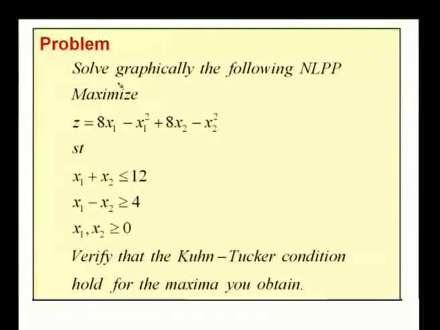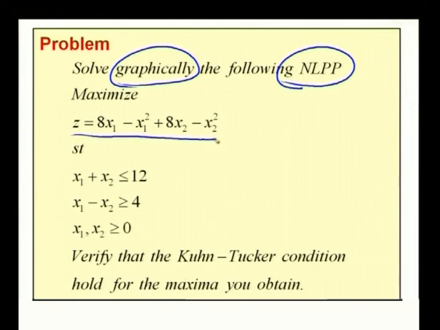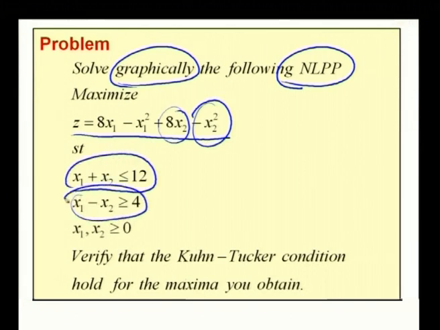Now, consider the problem. Solve graphically the following nonlinear programming problem, which maximizes z equal to 8x1 minus x1 squared plus 8x2 minus x2 squared, subject to the constraints x1 plus x2 less than or equal to 12 and x1 minus x2 greater than or equal to 4, where x1 and x2 are greater than or equal to 0. Verify the above by the Kuhn-Tucker conditions, which hold for the maxima we obtain.